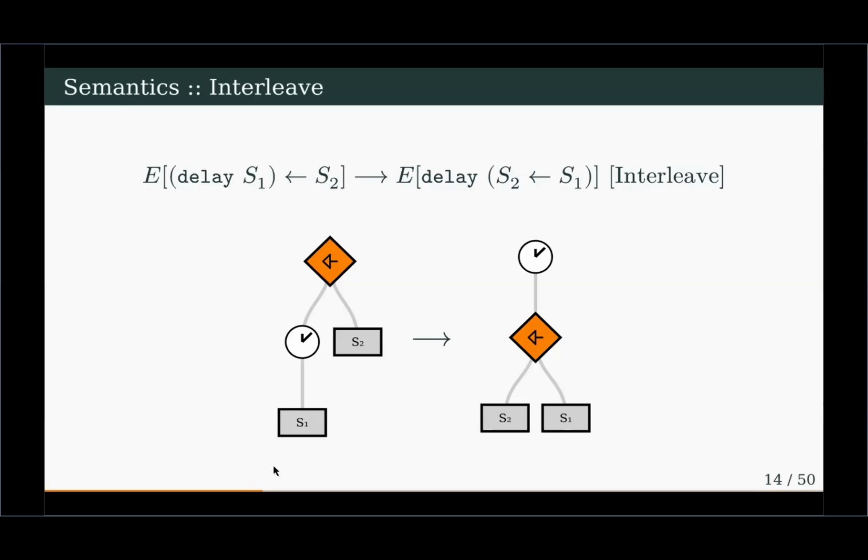If you see here, S1 was on the left before, now it's on the right. S2 was on the right before, now it's on the left. And so the evaluation proceeds on the left side of these disjunctions. So the next time we come around to this disjunction, we evaluate S2. So we'll evaluate the tree that wasn't being evaluated before.